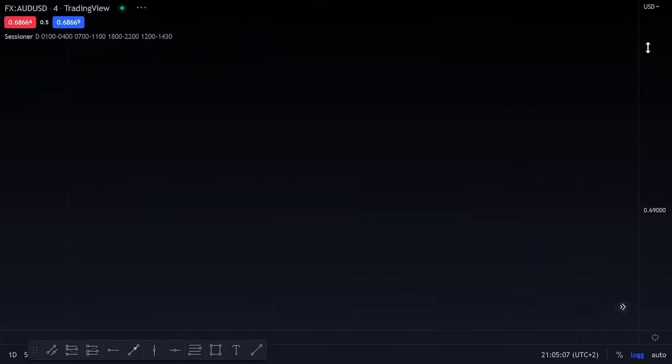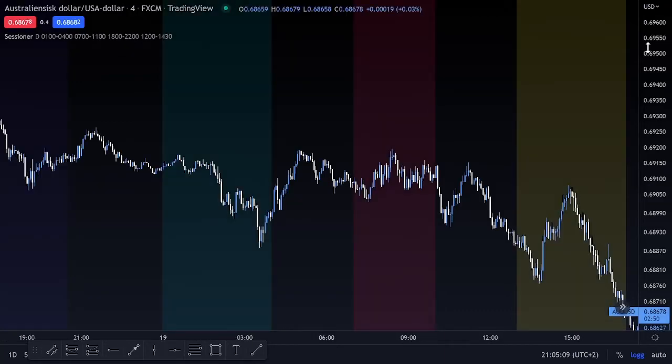Okay, traders, a quick review of how I was able to catch some intraday trades on the Australian dollar versus the US dollar using the ICT 2022 mentorship concepts. So, first of all, I was trading the New York session, which is the yellow box here, just the session indicator highlighting the key swings in the market.